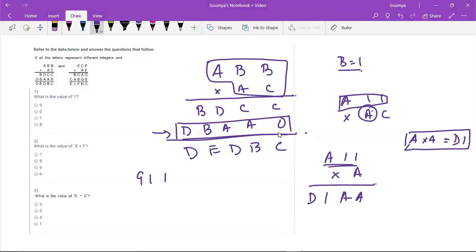This is 1 1. This A would also be 9. And the left out thing is C. If we can somehow figure out C, then this multiplication is complete, right? We can figure everything out from here. We can simply multiply and get all the values.